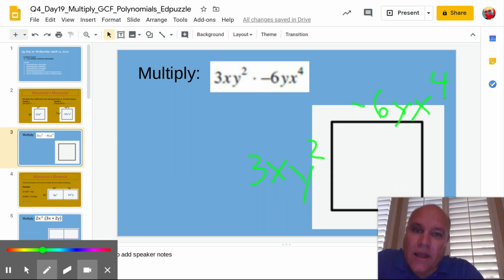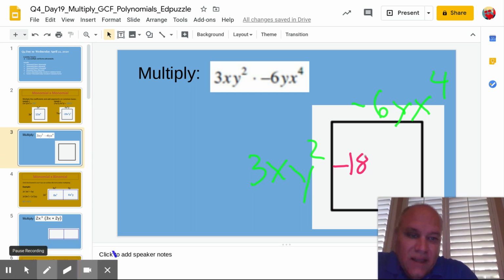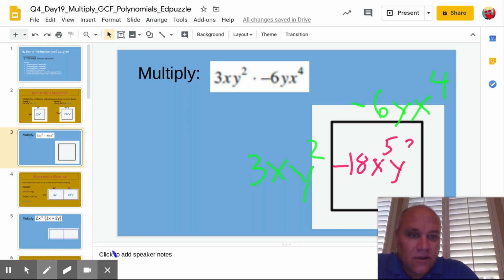Okay, you're going to multiply 3xy squared times negative 6y x to the fourth power. Why don't you give it a try and put in your answer. So 3 times negative 6 is negative 18. For x, be careful here. The order is different, but we need to multiply the x times x to the fourth. So that gives us x to the fifth power. And then y squared times y to the first is y to the third.